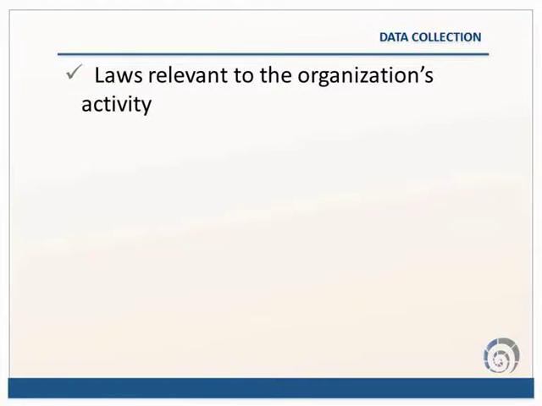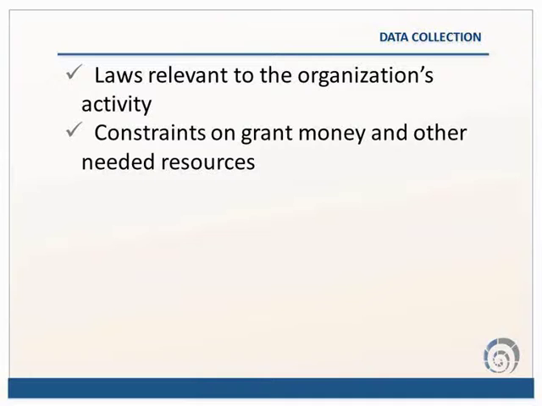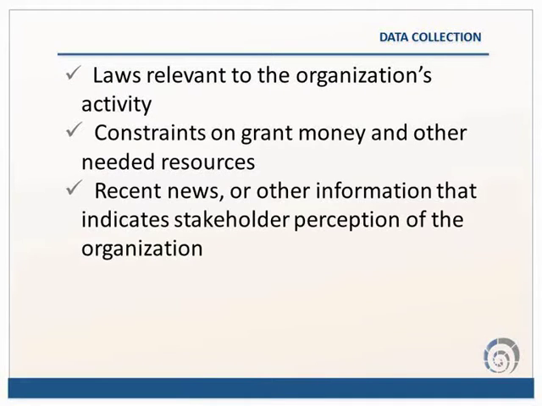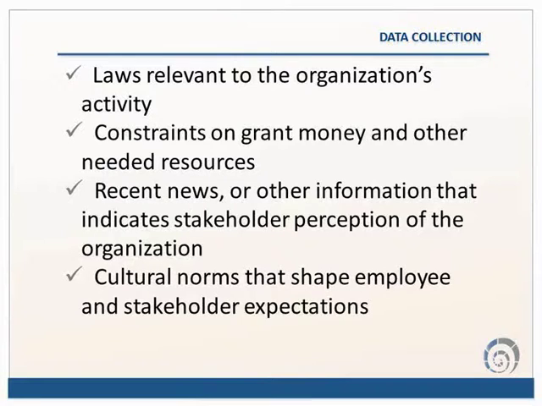Some information you should gather to become familiar with outside constraints on the organization includes laws relevant to the organization's activity, constraints on grant money and other needed resources, recent news or other information that indicates stakeholder perception of the organization, and cultural norms that shape employee and stakeholder expectations. This information has two purposes in your ethics assessment. First, it will help you interpret the data you gathered in your interviews and focus groups and put it into a broader context that will help you understand what created the situation employees describe. To see why this is important, consider the following example.